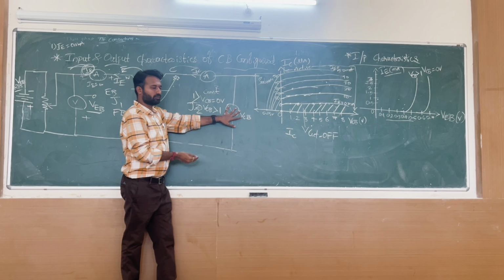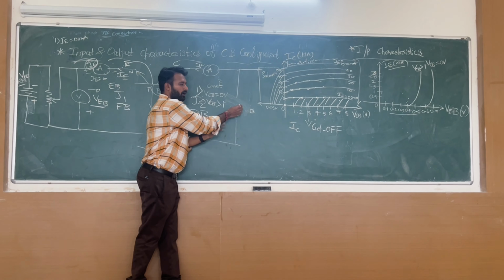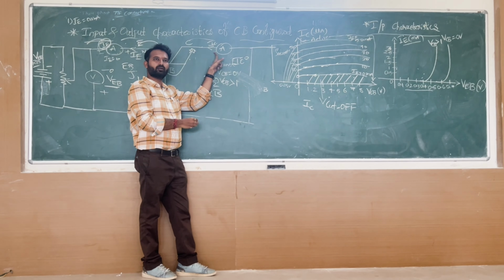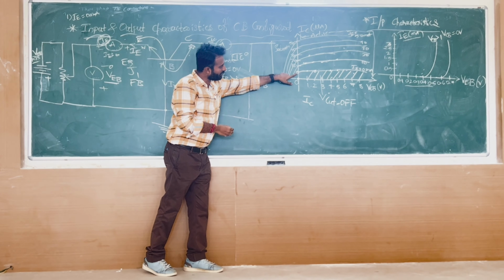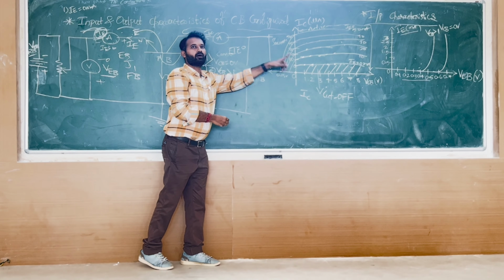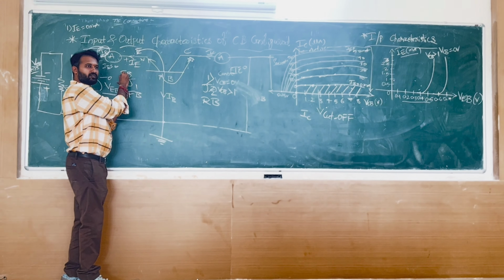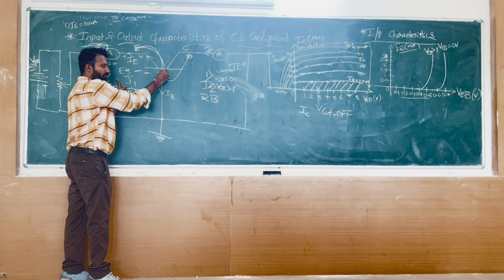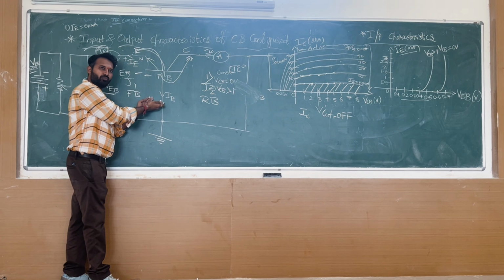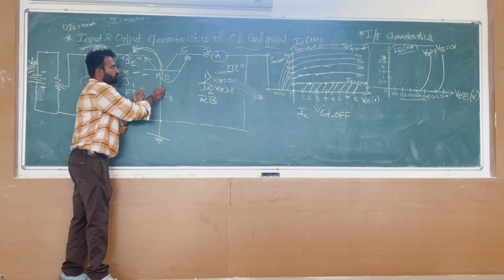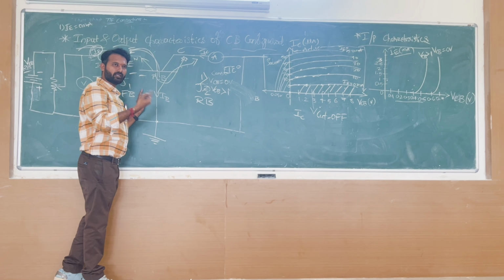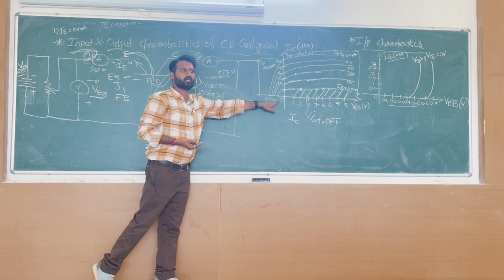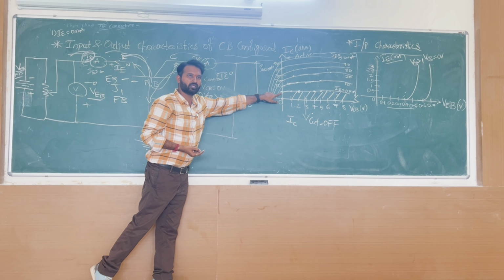Though VCB is 0, 0 means I have not connected anything, so you should not have a collector current. If this is 0, this should be 0. But in this case I am having some amount of collector current. That is because the emitter junction is forward biased, so some carriers will move from the emitter to the base. As the base is lightly doped and very thin, they will move to the collector. That gives a minimum amount of collector current though VCB is 0. That's why I drew the graph from here.